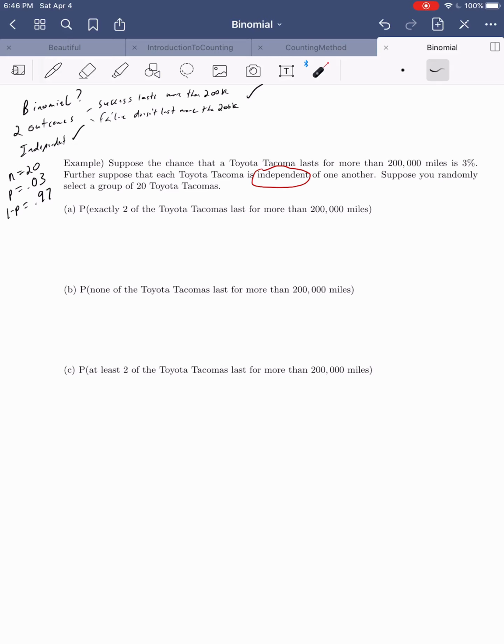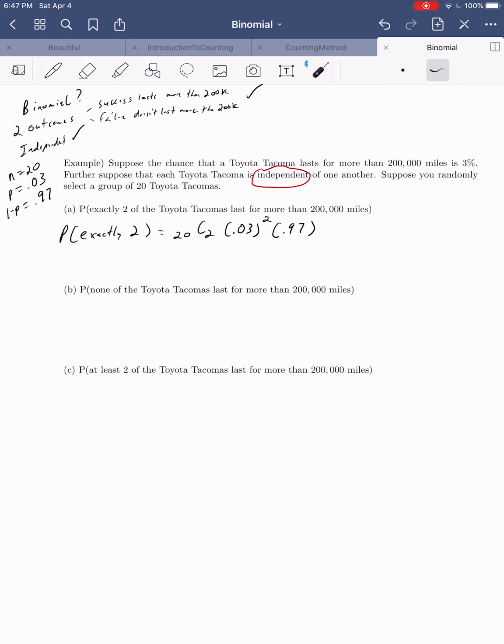All right, so let's try to calculate the probability that exactly 2 of them last for more than 200,000 miles. We can do this using our formula directly, so probability of exactly 2. We've got 20 to pick from. We want 2 to last more than 200,000 miles. The probability that they last more than 200,000 miles is 0.03. We raise that to the number of successes. Then take the probability of failure, which is 0.97, and raise that to the number of failures.